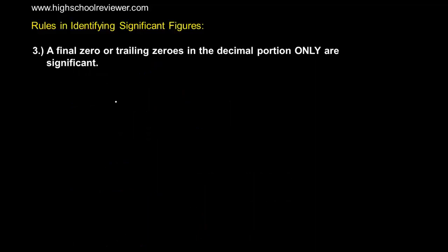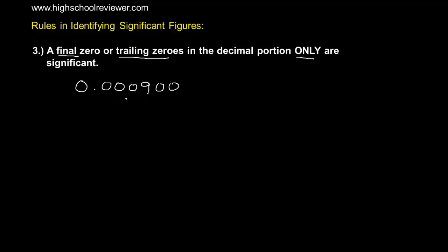Rule number 3. A final zero or trailing zeros in the decimal portion only are significant. To understand this, let's have another example. We have here 0.0000900. Basing from rule number 3, a final zero or trailing zeros in the decimal portion only are significant. This means that zeros after the number, those are the zeros that are only significant.